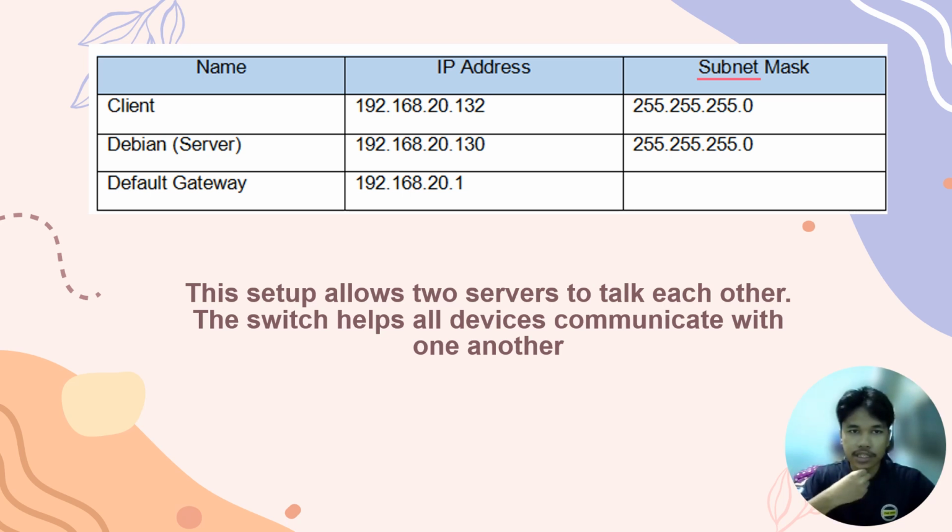This is our addressing table, which is the client using the IP address that I have given, and the subnet mask is 255.255.255.0. For the Debian server, we're using the IP address that I've been telling about, and the subnet mask is the same as the client subnet mask, and the default gateway is 192.168.20.1. The setup allows the client and the server to talk to each other, and the switch helps all devices to communicate with one another.